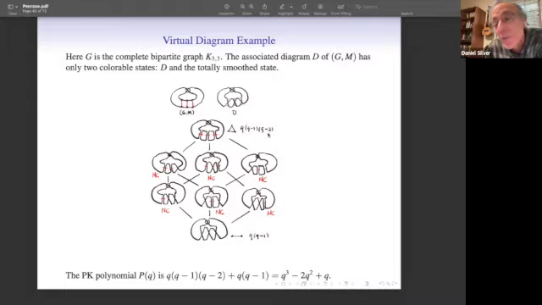That's q times q minus 1 times q minus 2. At the bottom, there are two circles, so I get q times q minus 1. And the PK polynomial is right here: q cubed minus 2q squared plus q.